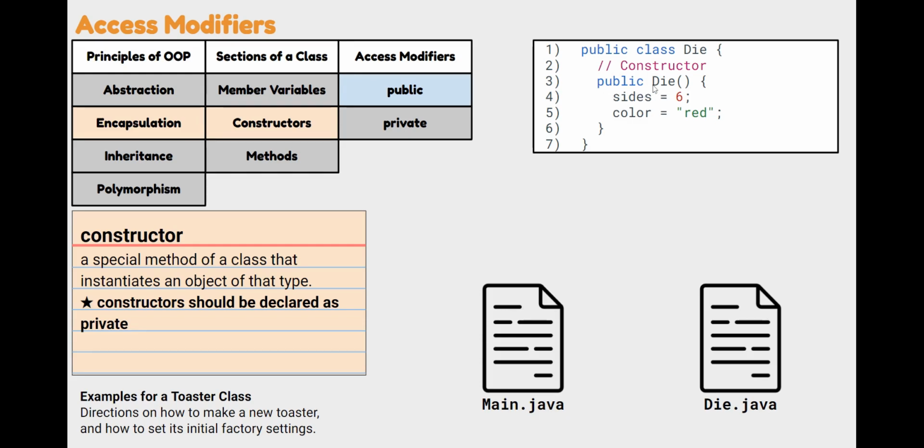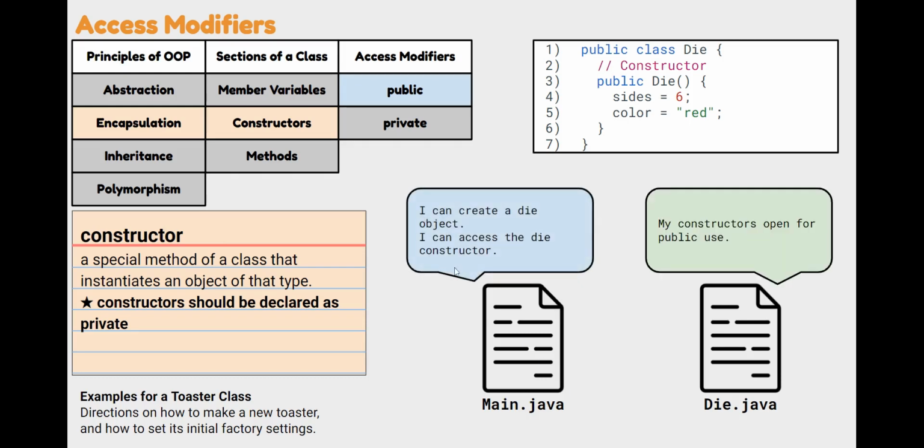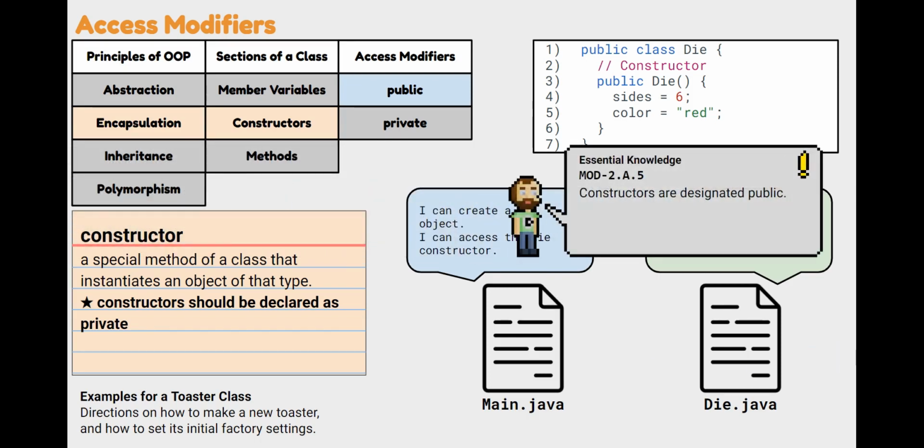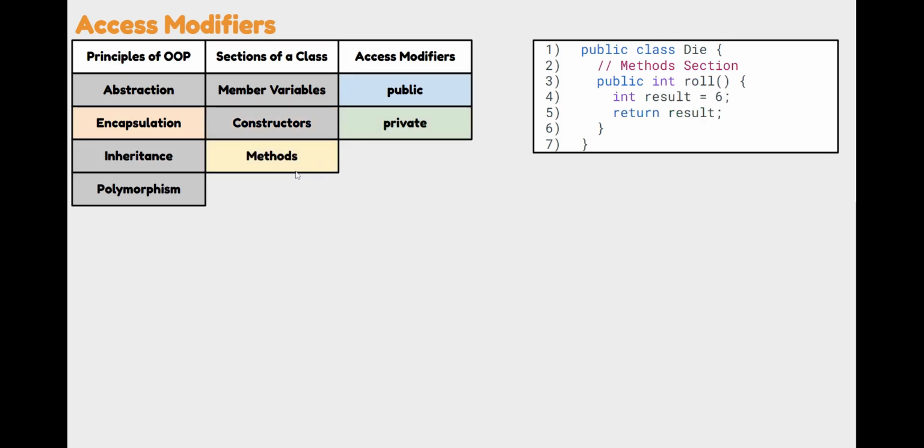We want another class to be able to call this constructor. We want the user of this class to be able to construct an object from this class. That means in our main.java, they can create a die object because they have access to the die constructor because it is public. It can be seen outside of the die.java file. Inside the die.java file, we are saying my constructors are open for public use. Anybody can create a die object. This aligns with our essential knowledge. Constructors are designated public.